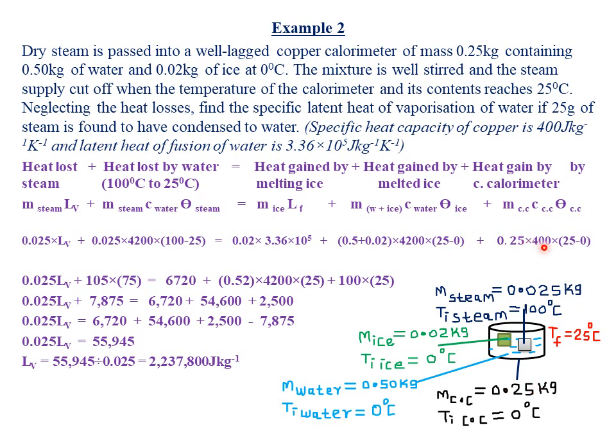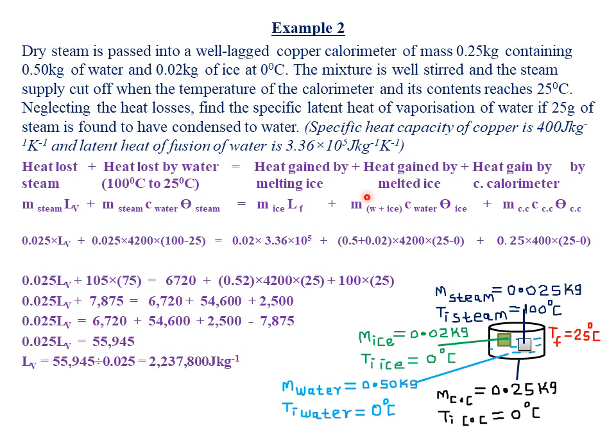Then times the specific heat capacity of the copper calorimeter, which we are given as 400 joules per kilogram per Kelvin. Change in temperature for the copper calorimeter: the initial temperature was 0 degrees, the final temperature 25. So for the difference in temperature to be positive, we take 25 minus 0. The key point here is that you have to be very careful.